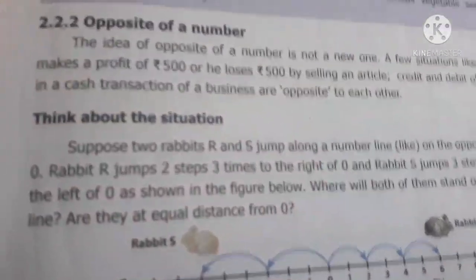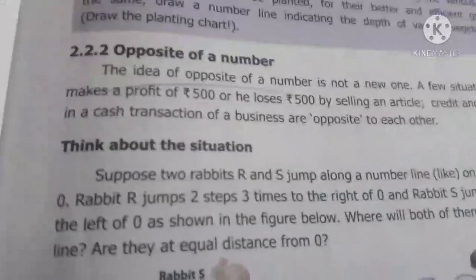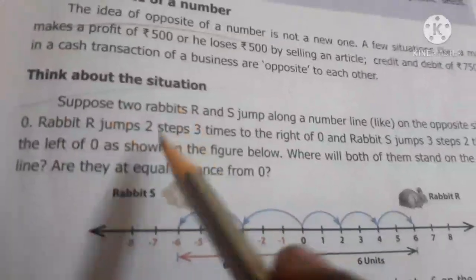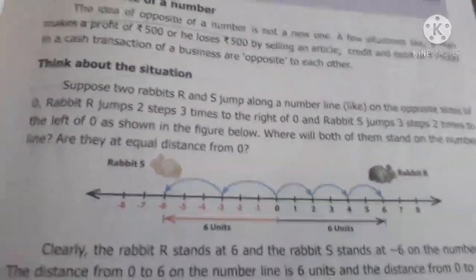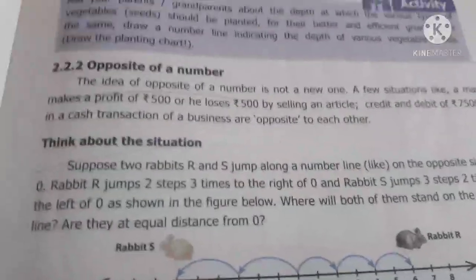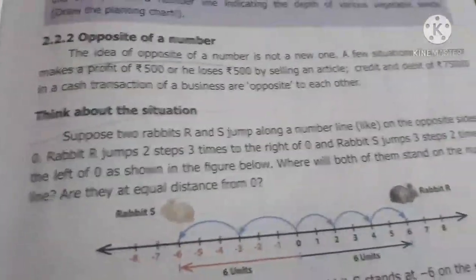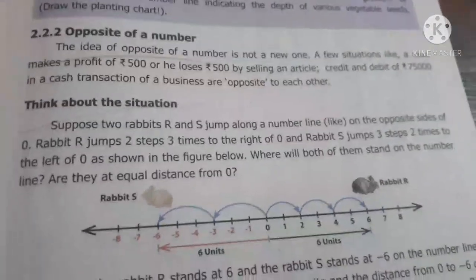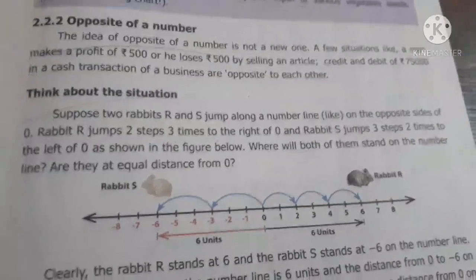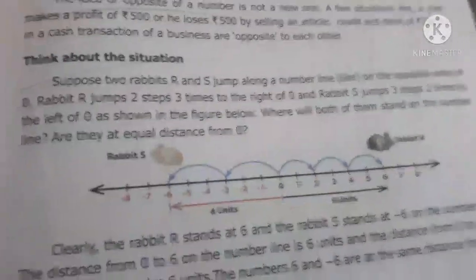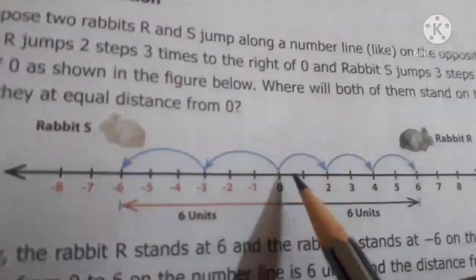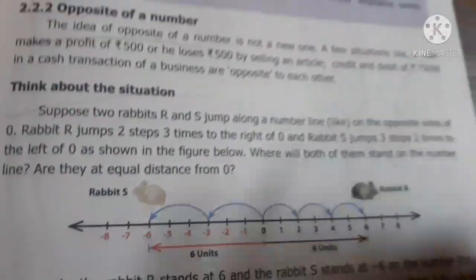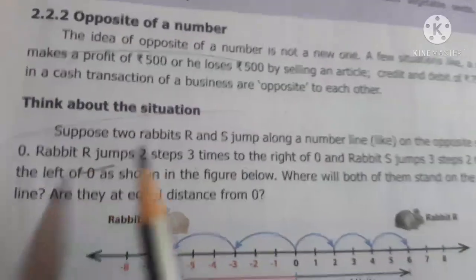Okay, now let us see the opposite of a number. How to find the opposite of a number? Think about the situation. Suppose 2 rabbits R and S jump along the number line. The 2 rabbits are jumping along the number line. If we draw a number line and let them jump on it, what will happen? Just imagine, okay? On the opposite sides of O, that is 0. Don't take it as O, it is 0. From 0 they both are starting, from the same point 0. Now the rabbit R jumps 2 steps.